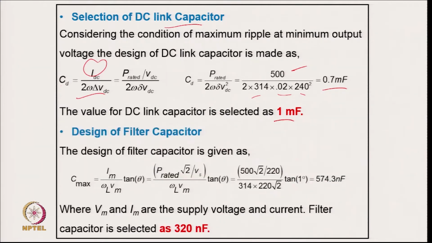And coming to the typical design of the EMI filter at the input. The filter capacitor is calculated from the same relation which we have used earlier. Here theta is the angle between the supply voltage and supply current, and Vm and Im are the peak values of supply voltage and current. Putting the value, we get typically 574.3 nanofarad. We select a little lower value, so the selected value here is 320 nanofarad.